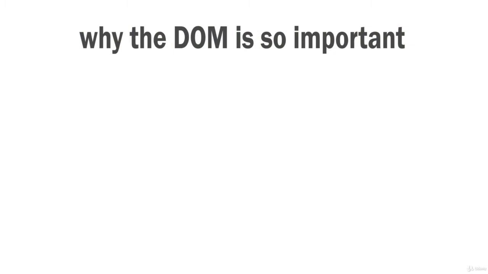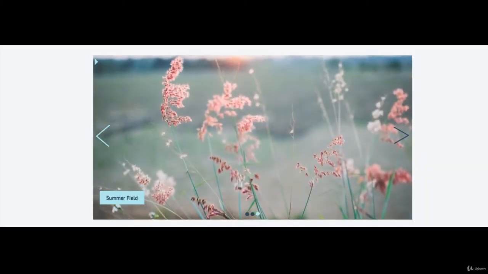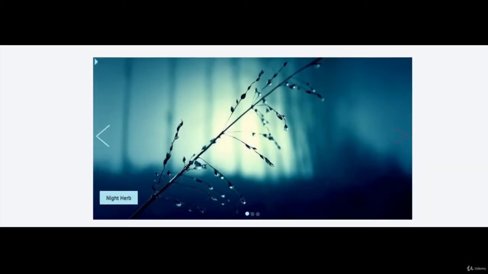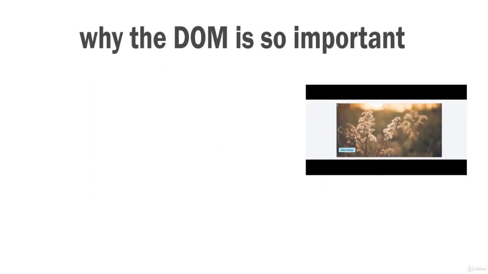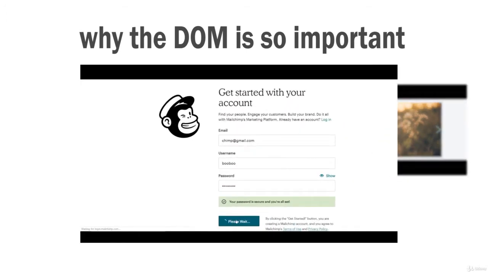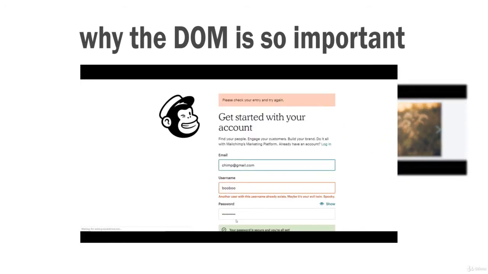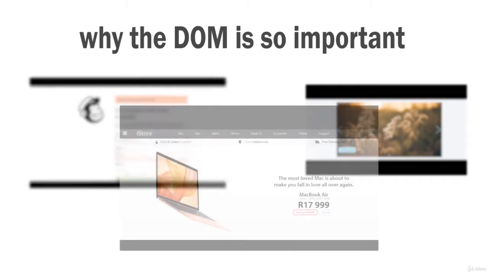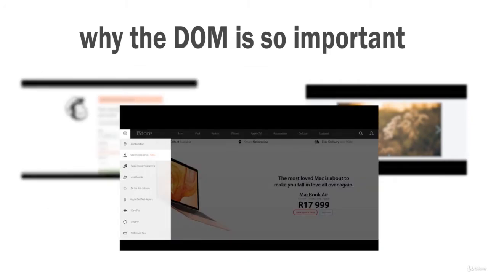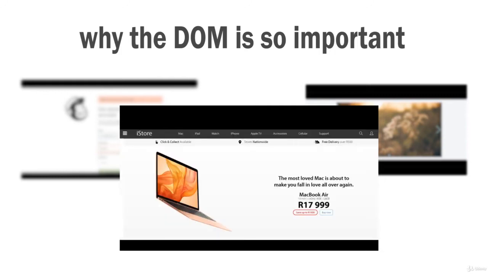Almost every single action on your page, for example, a slideshow of images, an error message that shows when a user tries to complete a form, or even navigating a menu, a navigation bar. All of these actions are the result of JavaScript accessing and manipulating the DOM, the Document Object Model. Does it make sense? Kind of, not really.